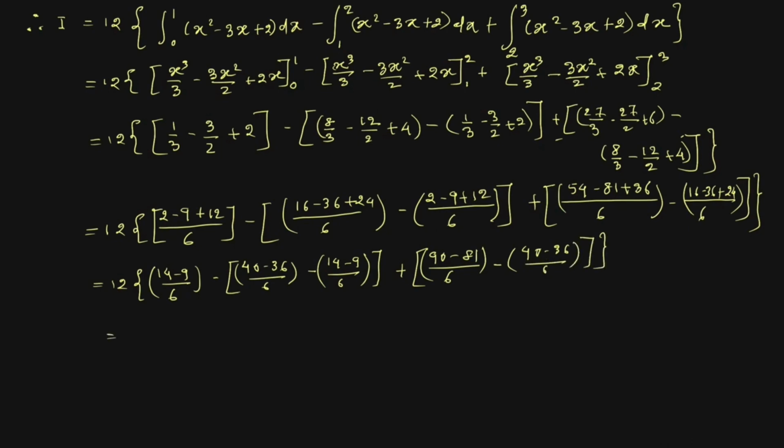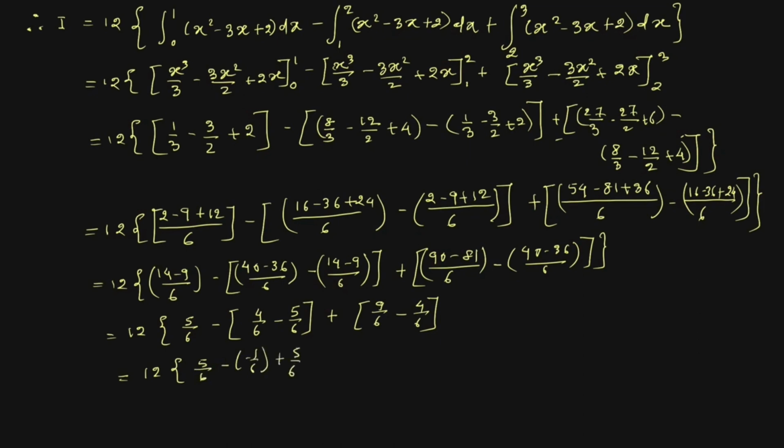Now which is equal to 12, that is 5/6 minus 4/6 minus 5/6 plus 9/6 minus 4/6, which is equal to 12 times (5/6 minus 1/6 plus 5/6), which is equal to 12 times (10/6 plus 1/6).